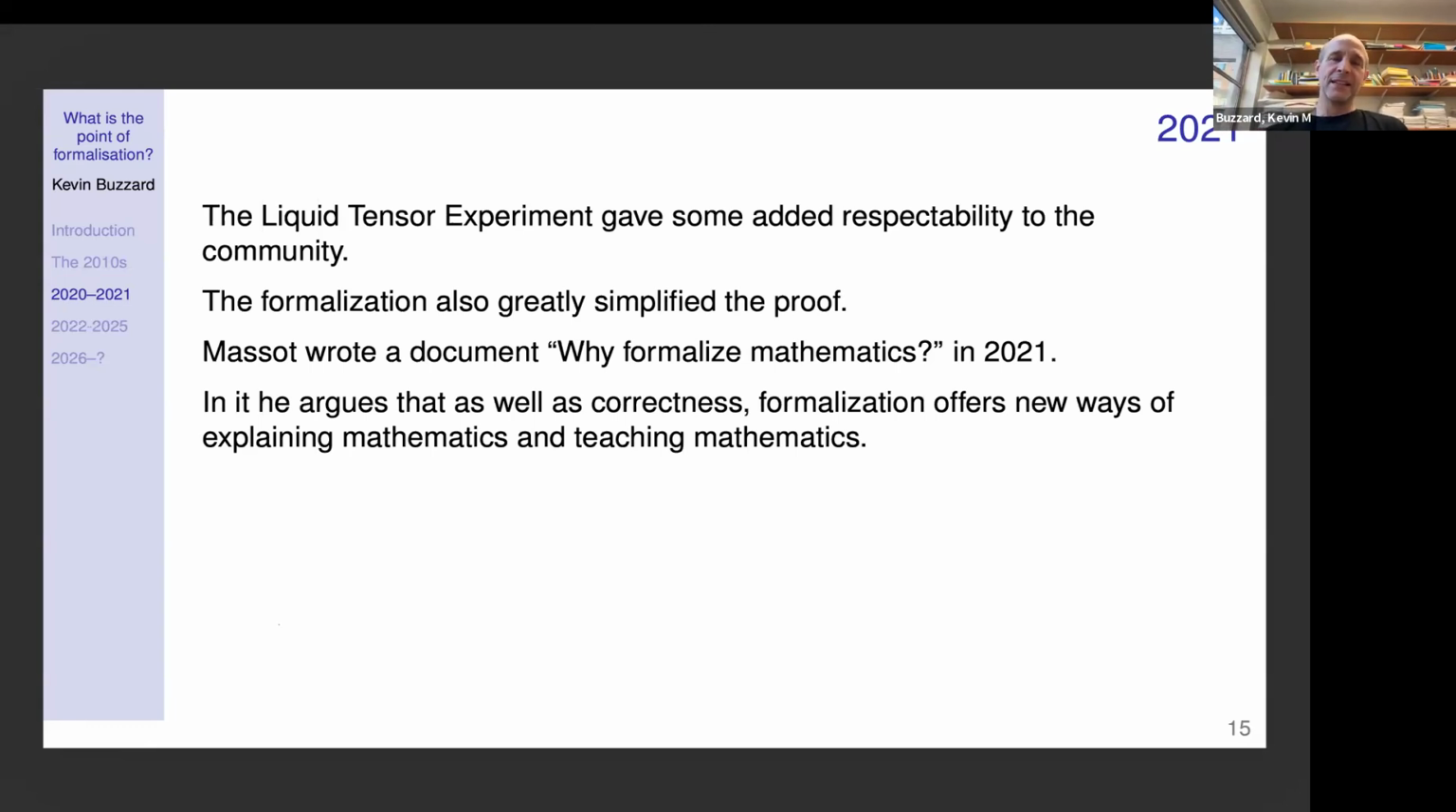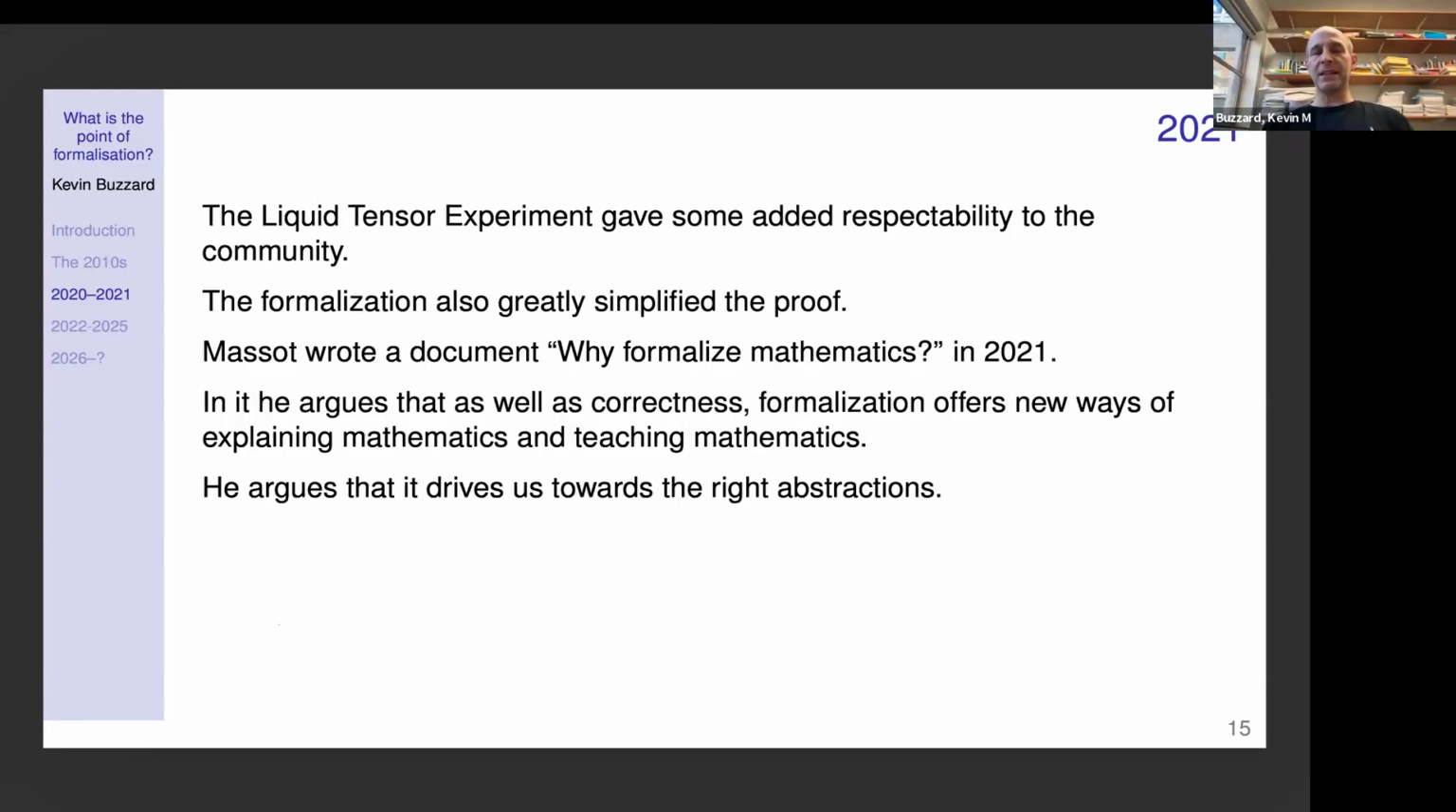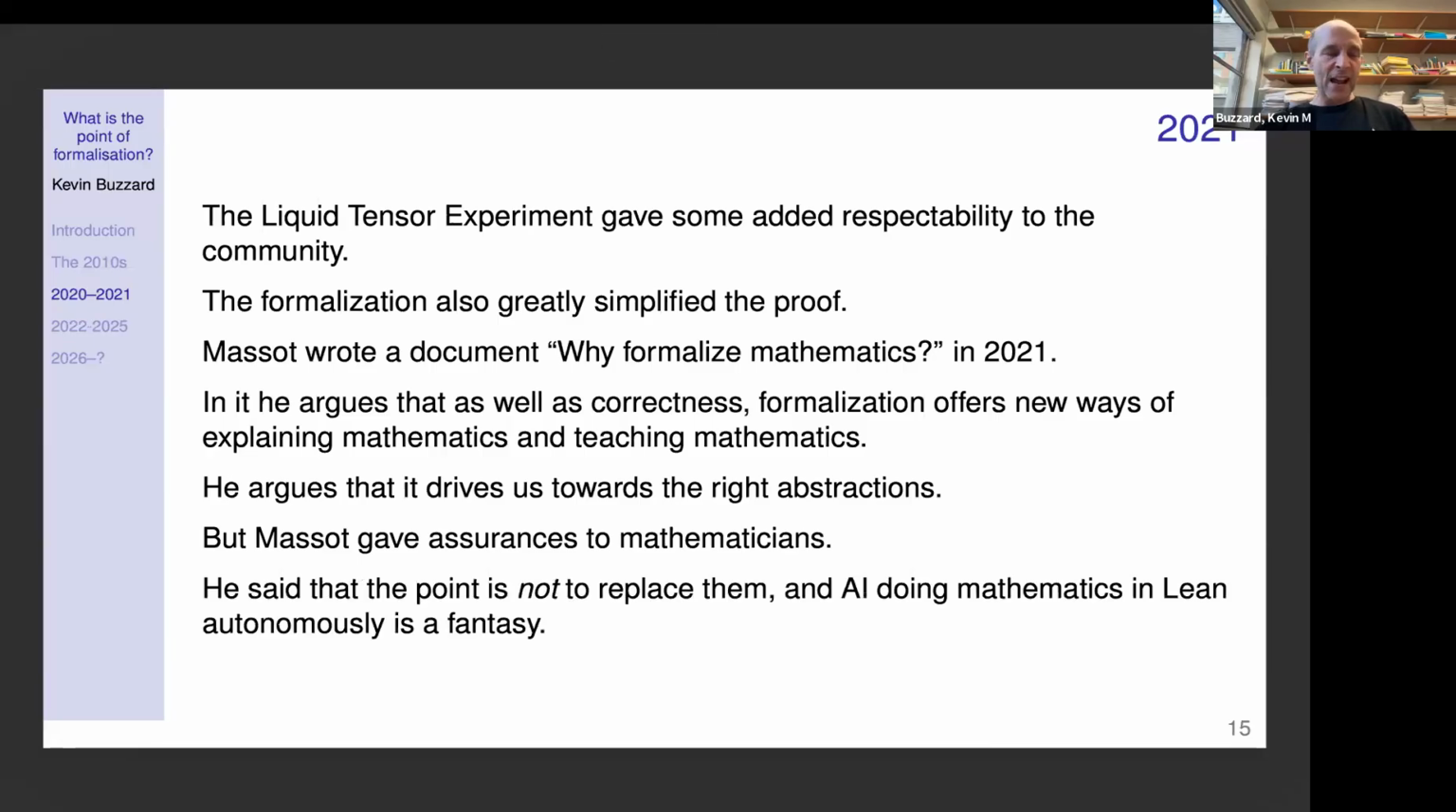He gave a very coherent, well-reasoned argument that formalization offers new ways of explaining mathematics, new ways of teaching mathematics, driving us to the right abstractions, the right way of thinking about mathematics. But one thing he stresses in the introduction to this 2021 note was that the idea of AI is not coming from mathematicians, and the point is not to replace them. And indeed, AI doing mathematics in Lean is a complete fantasy. Don't worry, he says, we're not after you.